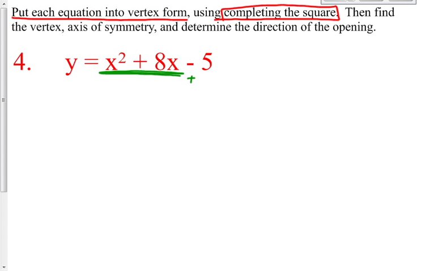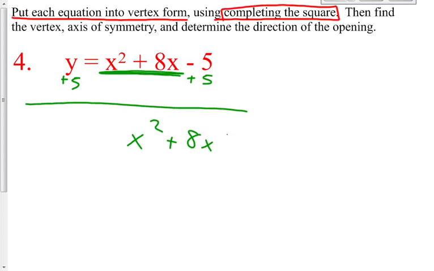So let's add 5 here. Add 5 here. So on the right side, we're going to get x squared plus 8x, and then we're going to have this blank here because we're going to complete the square by putting a number into that blank. On the left side, we have y plus 5, and then we have that blank there because what you add to the right side, you also have to add to the left side, or what you add to the left side, you also have to add to the right side.